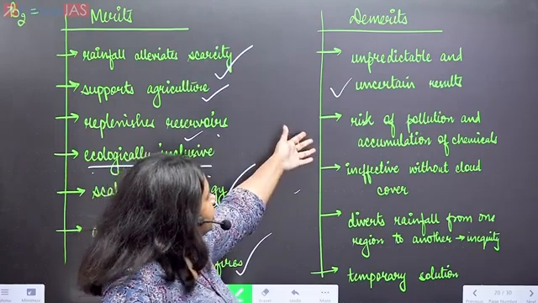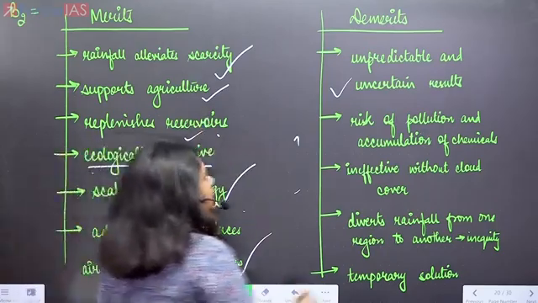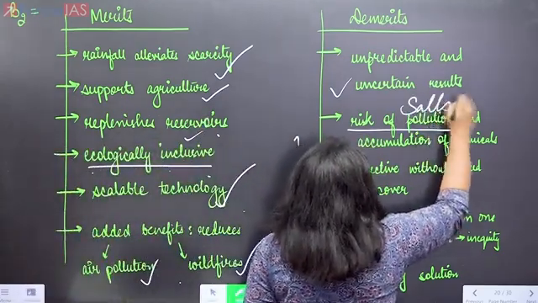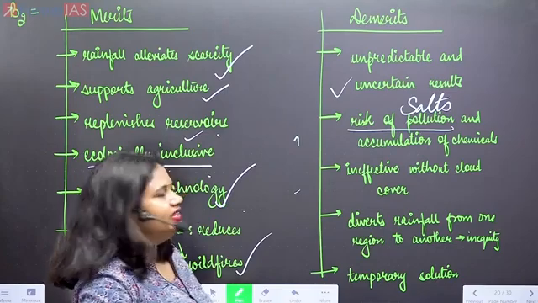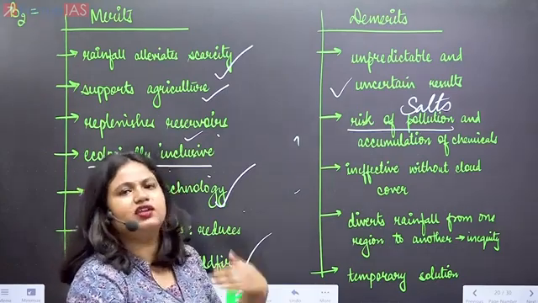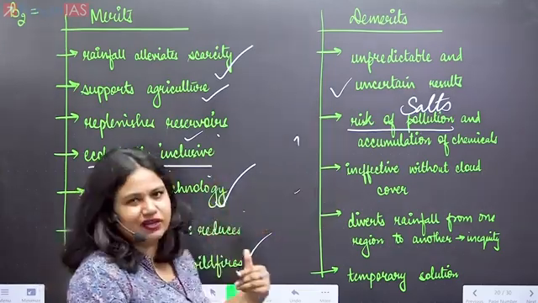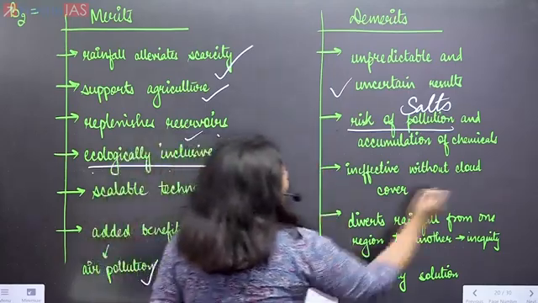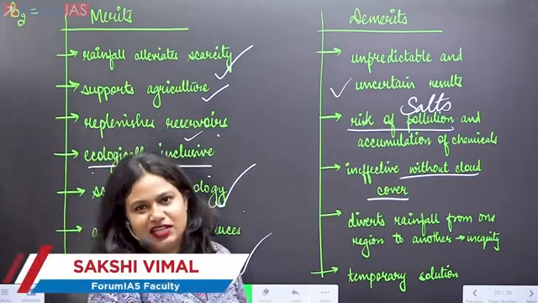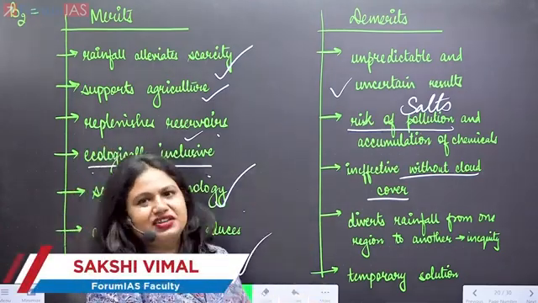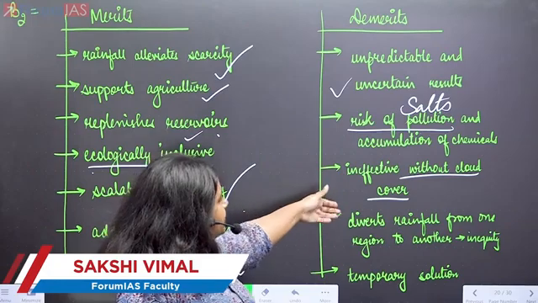Second point is that there is the risk of pollution and accumulation of chemicals. Although I'm saying it will reduce air pollution, the salts and chemicals that I'm using to seed the cloud, to create the rainfall, can themselves create pollution and bioaccumulation, environmental accumulation in the long run. Then it is also ineffective without cloud cover. If there is no cloud, where will the rainfall come from? It relies upon the fact that there have to be clouds in the atmosphere. If it's a clear day, if it is an arid region, cloud seeding is not possible.